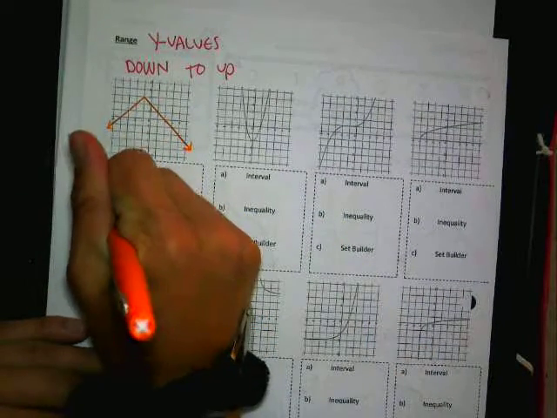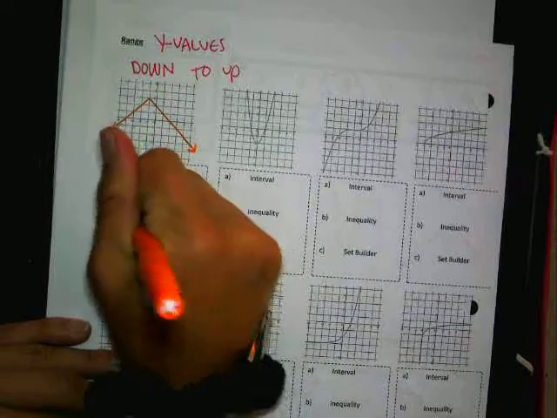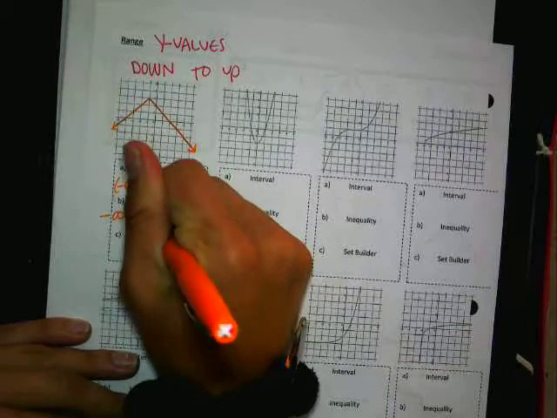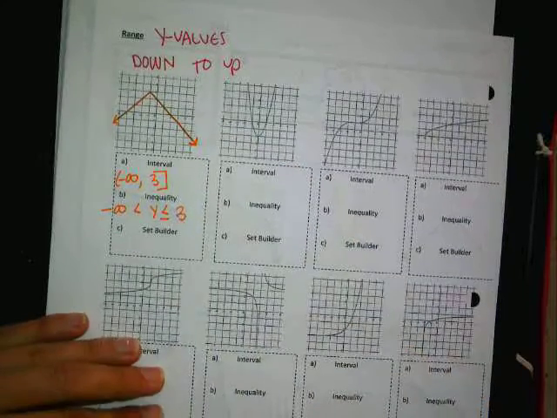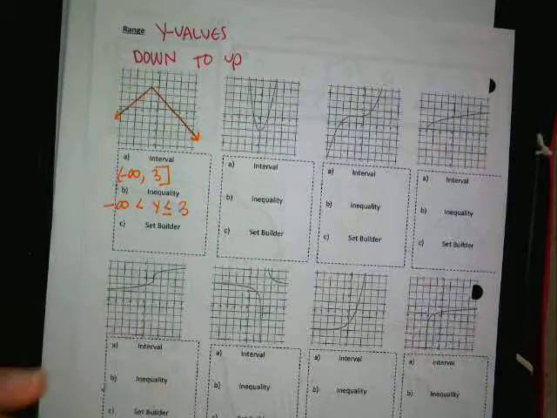You go up to 3, that's the highest point of your graph, and it's at 3. Inequality notation, same thing: negative infinity less than y, less than or equal to 3. Why do I have the equal to? Because it's a point.